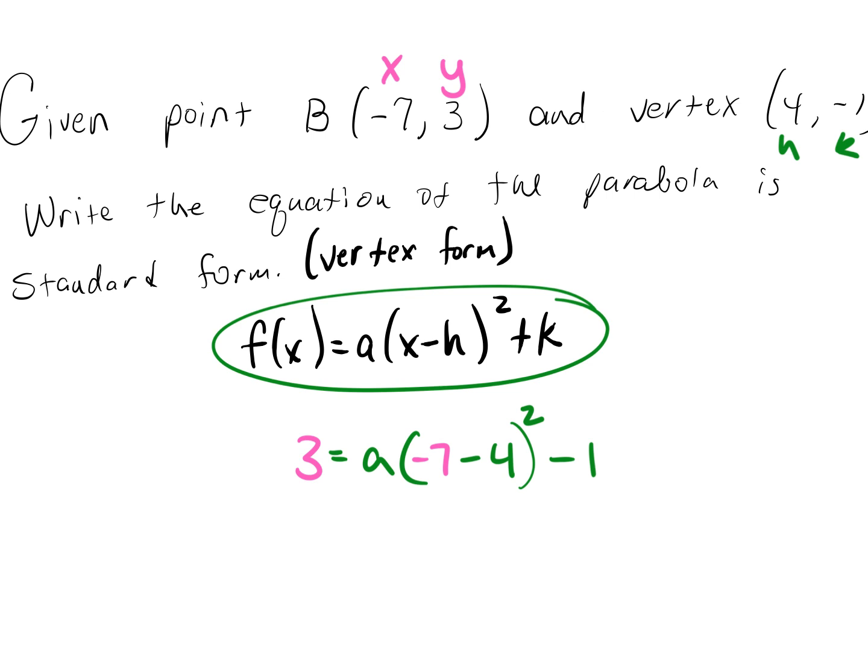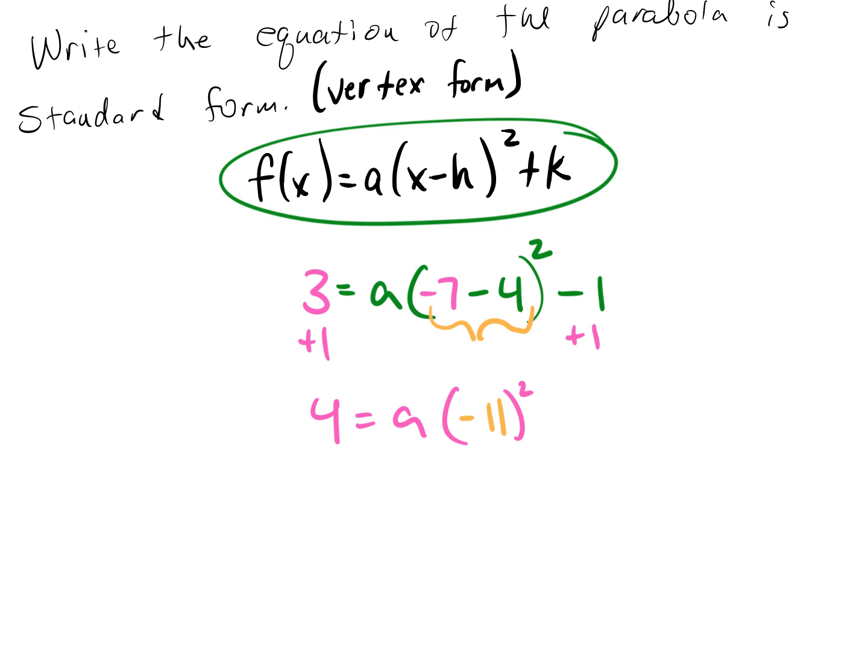What should we do first to solve for a? Okay, we can do that. Sure. So 3 is equal to a times, what else could we do? We don't want to square root it. What else could we do? We divide that whole thing. Yeah, what's negative 7 minus 4? Negative 11. Then squared.